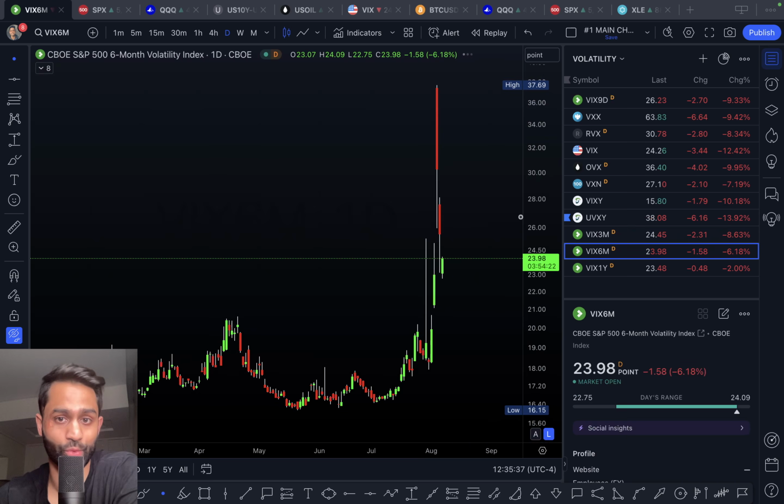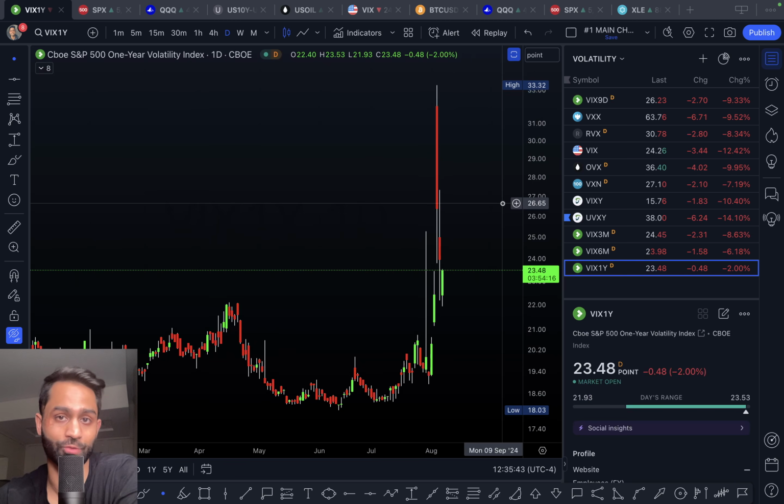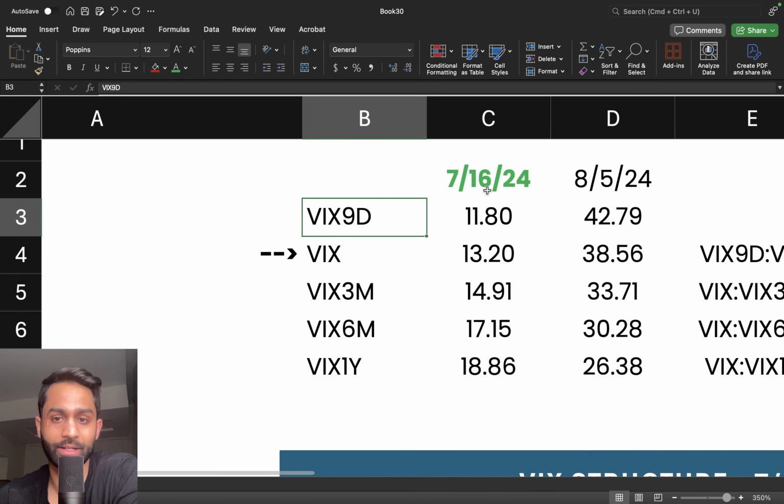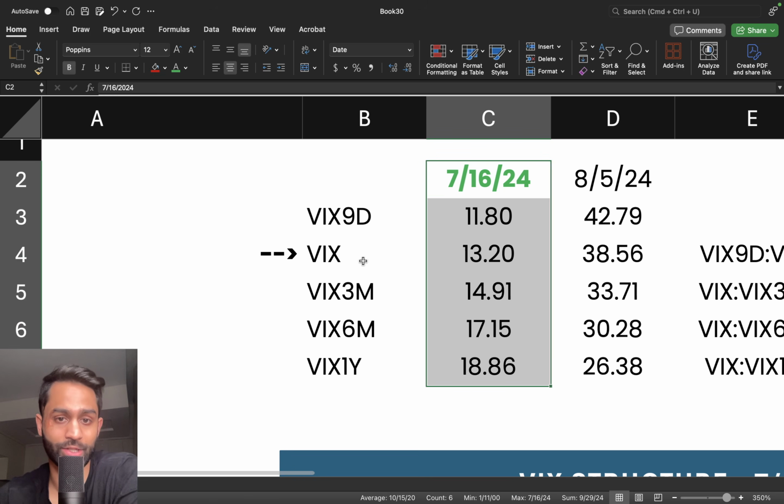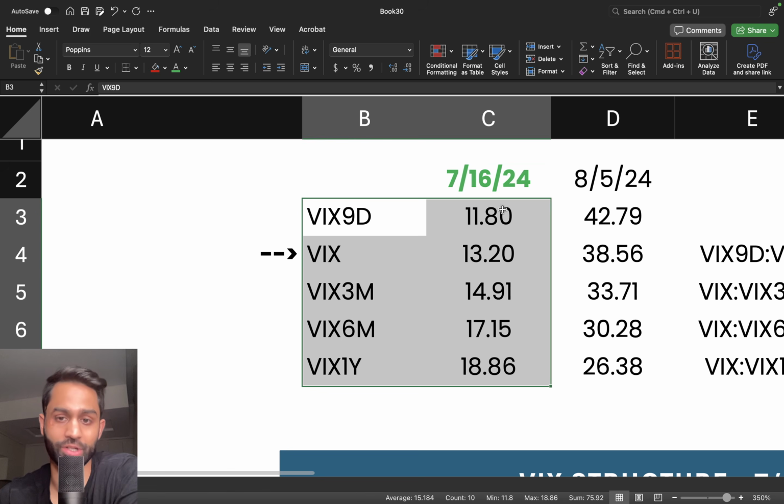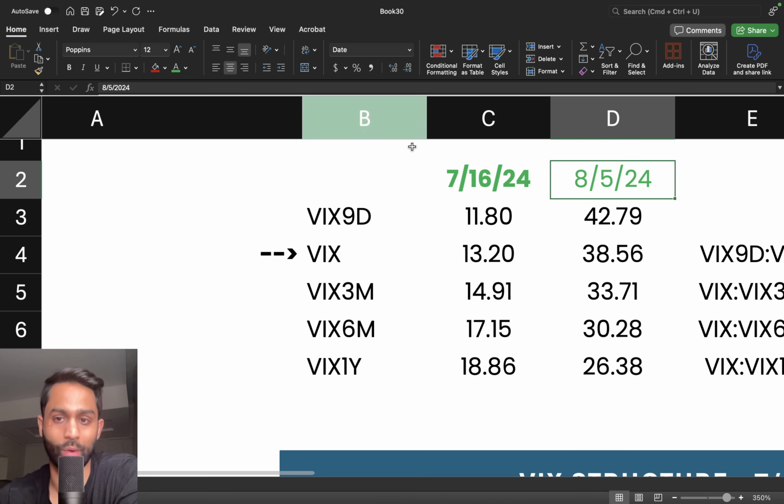VIX 6M, which is 6-month volatility on the S&P, was over 37. That was the high on Monday. And then the 1-year volatility, VIX 1Y, spiked to as much as 33. So what we have here are the values that we witnessed for all these 5 VIX futures on July 16th and then on August 5th as well. August 5th being the correction for the market.